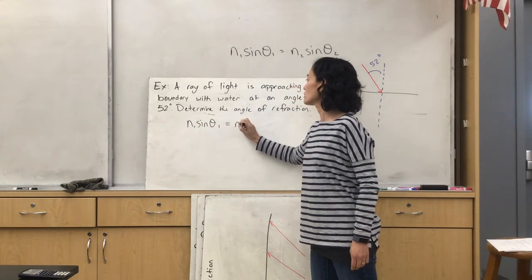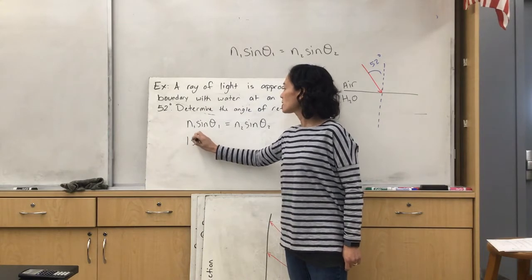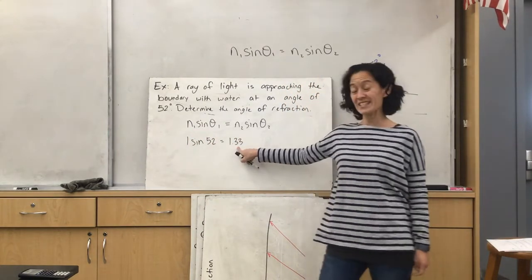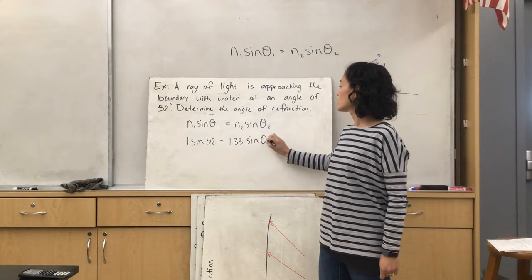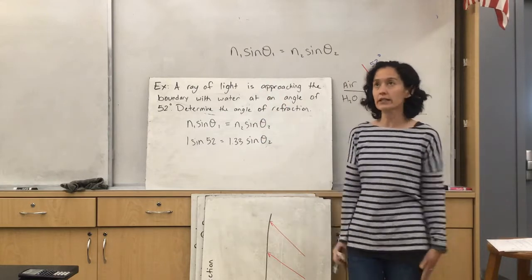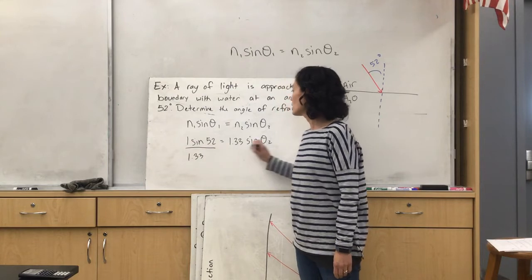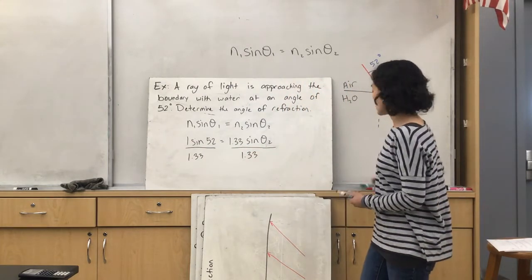n1 sine theta 1 equals n2 sine theta 2. So 1 times sine of 52 is equal to 1.33. Remember, that's the n value for water. Times the sine of theta 2. And you would get out your handy dandy calculator and actually calculate this. You'd say 1 times sine 52 divided by 1.33.